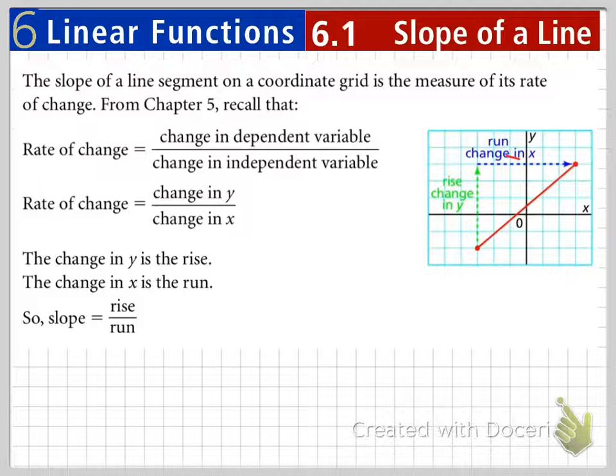From Chapter 5, remember that the rate of change is the change in the dependent variable, which is the change in y, over the change in x. One of the ways to write that is delta y over delta x. I know you've learned that in science, but I like to use it as a little bit of an abbreviation as well. The change in y is called the rise, and the change in x is called the run. So the slope really is the rise over the run.